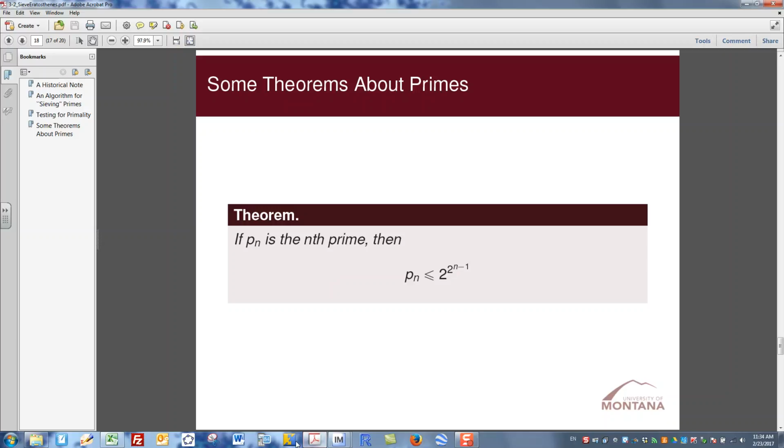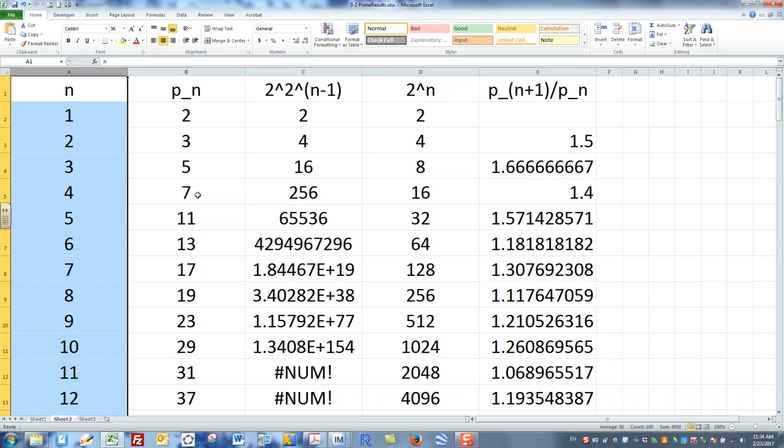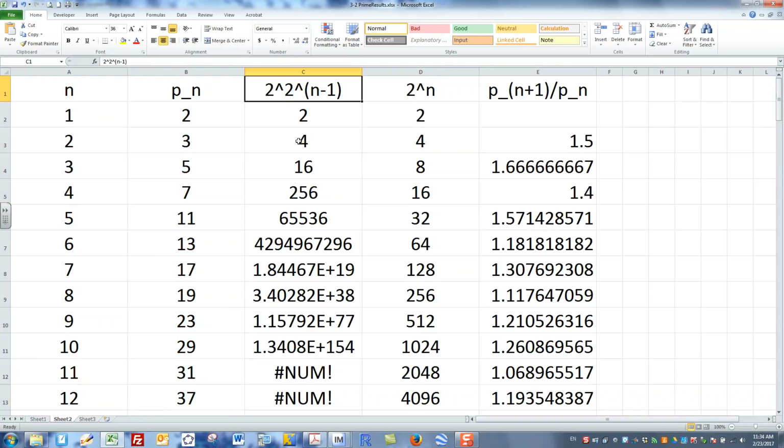Let's take a quick look in an Excel file. This is provided on the web page. Here in this row, I have the natural numbers written. In this row, what I have is the prime associated with that natural number. So the first prime is 2, the second prime is 3, the 10th prime is 29, and so on. And here I have the expression 2 raised to 2 raised to the n minus 1.